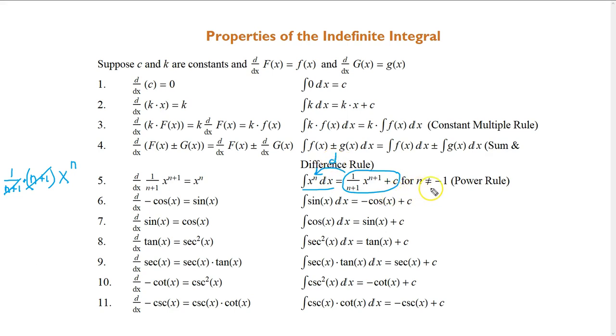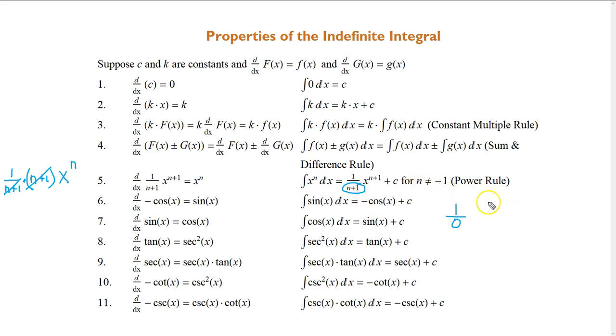Now the only problem here is when n is equal to -1, because obviously if we put -1 right in here for n, we get 1 over 0. Well, obviously you can't divide by 0, so this rule breaks down when n is negative 1.